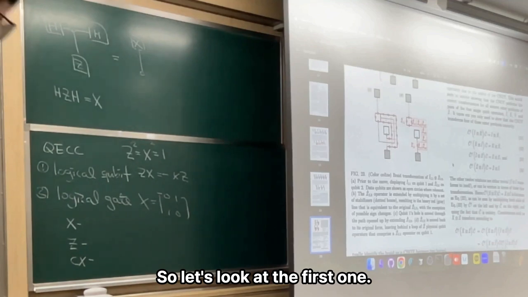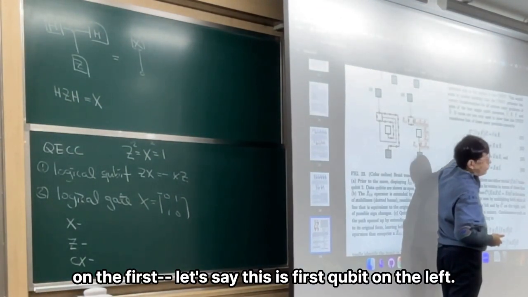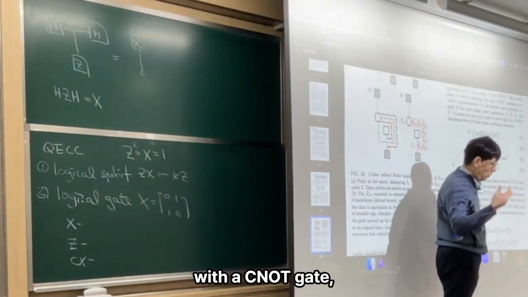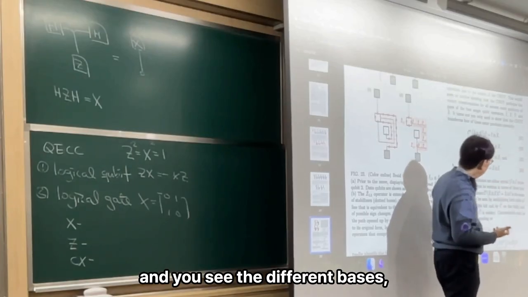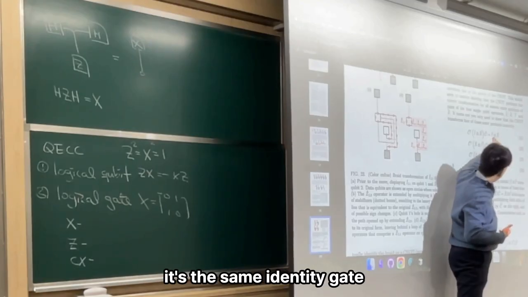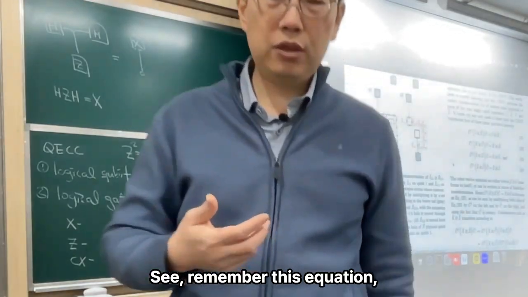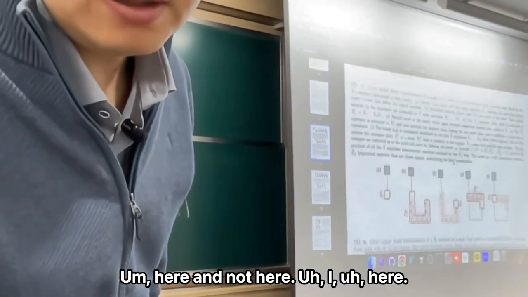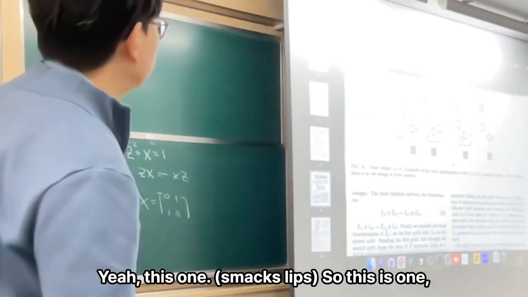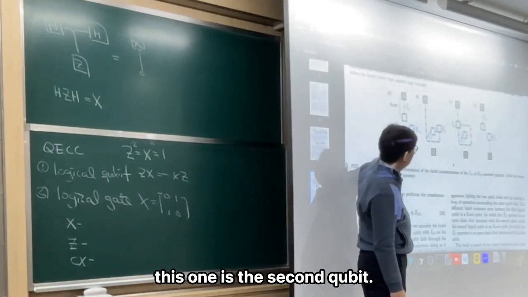Okay? So let's look at the first one. You have the identity gate on the first qubit, let's say the first qubit on the left, and the X gate on the second qubit. When you change the entire state with the CNOT gate and see from the different bases after changing the vector space, it's the same: identity gate on the first qubit and X gate on the second qubit. Okay, remember this equation. And look at the picture here, IX, yeah, this one. This one is the first qubit. This one is the second qubit.